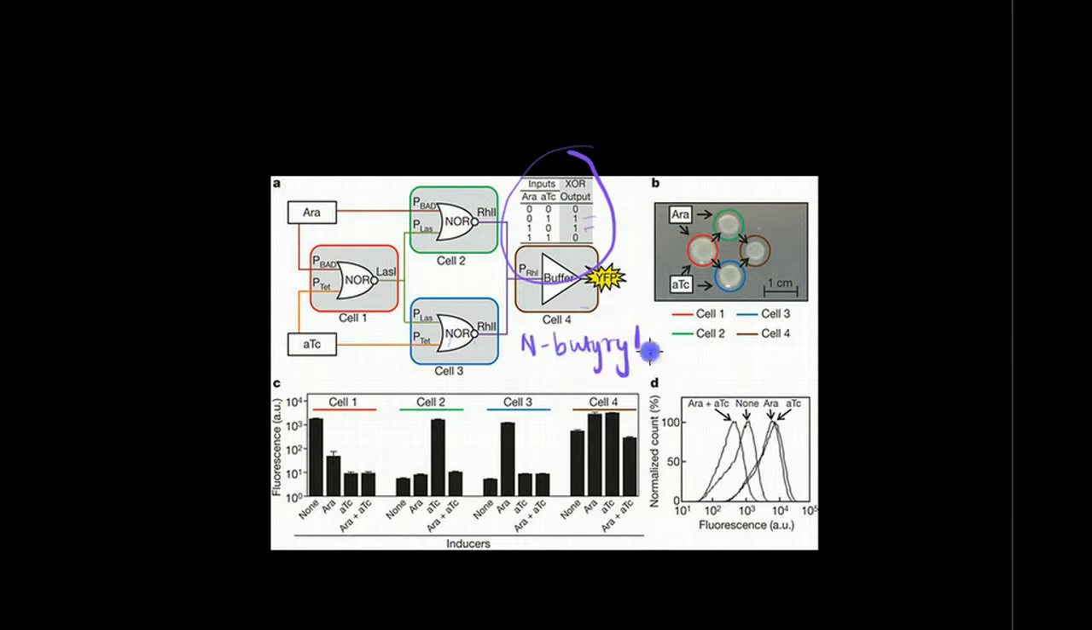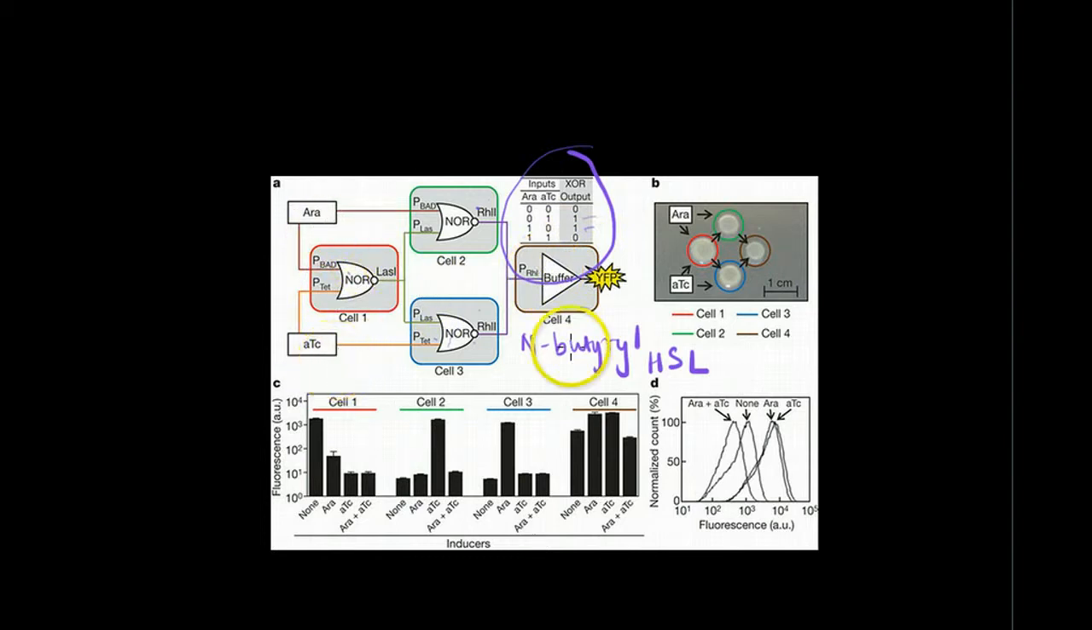N-butyryl homoserine lactone, HSL. And finally, cell 4 acts as the buffer gate and integrates the output from cell 2 as well as cell 3 by responding to the C4HSL. The output of the buffer gate is only on when the input is on. So the complete circuit consisting of these 4 cells behaves as a digital XOR gate with respect to the 2 inputs, arabinose and ATC.